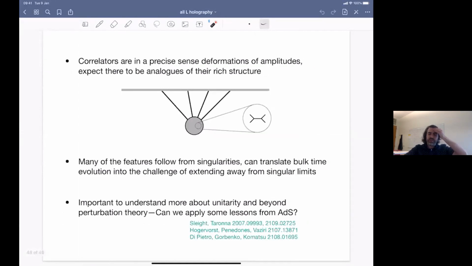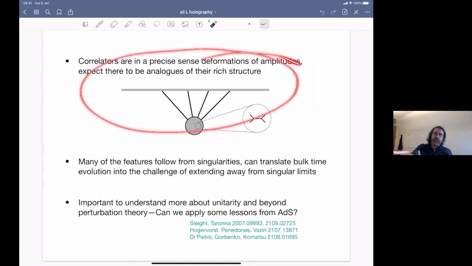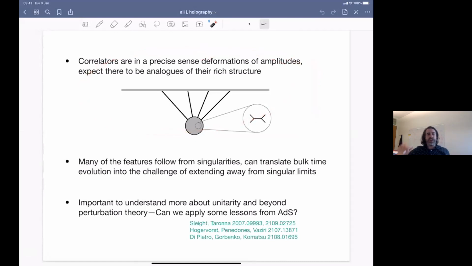And just as a summary of the things I told you: if you like amplitudes or you like scattering, there's already a very interesting reason to care about the wave function, even if you don't care about cosmology, which is that the wave function or correlators are in a very precise sense a deformation of amplitudes. And so it seems clear to me that there will be analogs in cosmology, or in the wave function, of all the rich structure that has been seen in amplitudes. We are already starting to see pieces of that, and it's clear there's a lot more to discover.